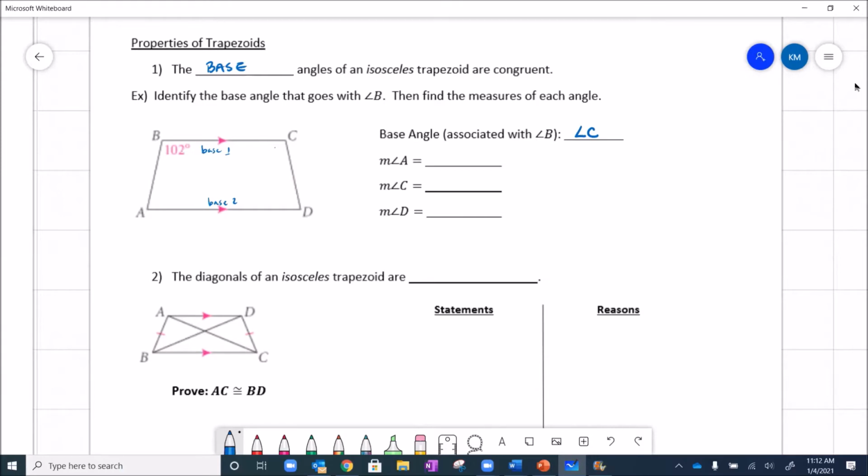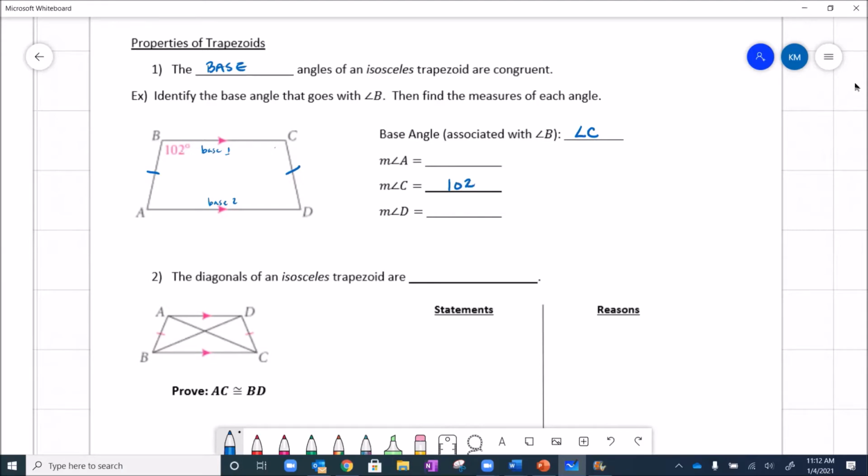In an isosceles trapezoid, which they're telling us this is, let me make sure I tell you that, we should be able to say what these values are. Since the base angles are congruent, since B is 102, C has to be 102.